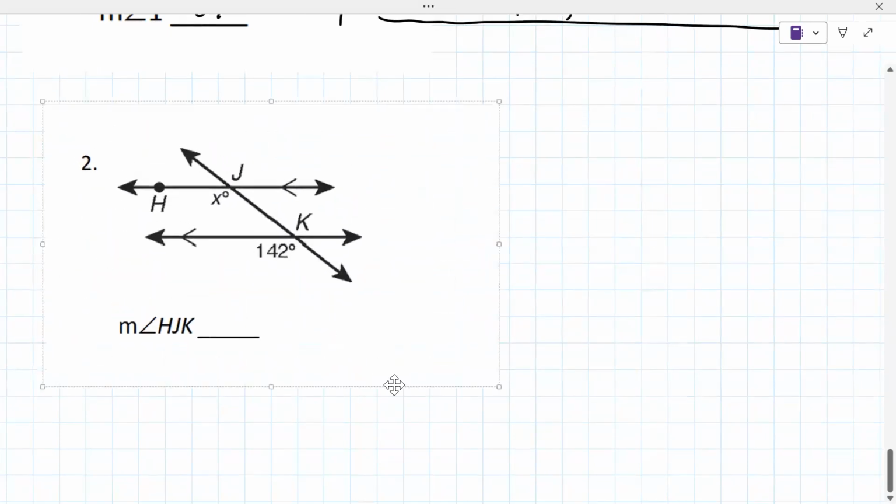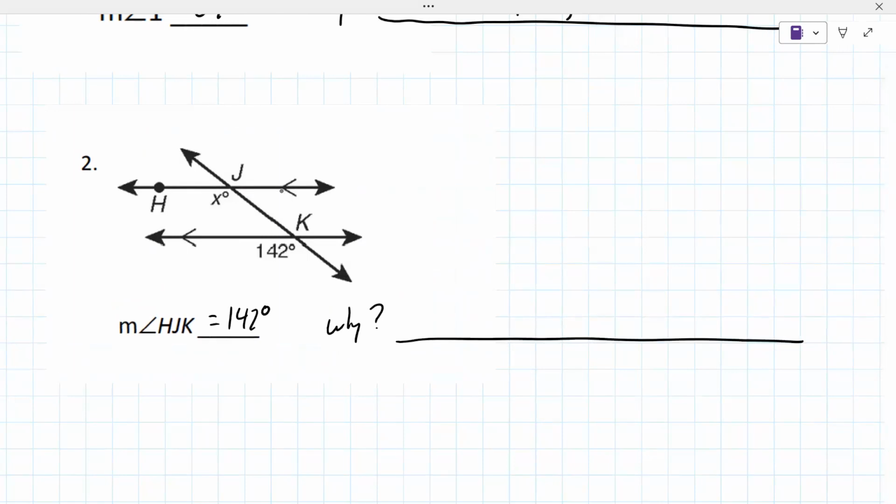So again, I'll give you the answer here. It's 142 degrees. Why is that the answer here? Because they're corresponding angles. They're corresponding, yeah. Okay.